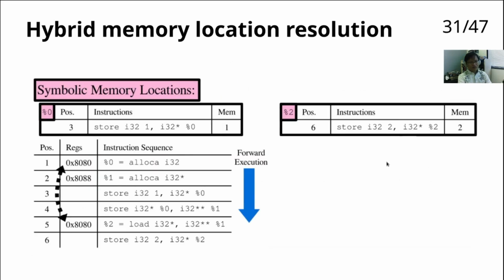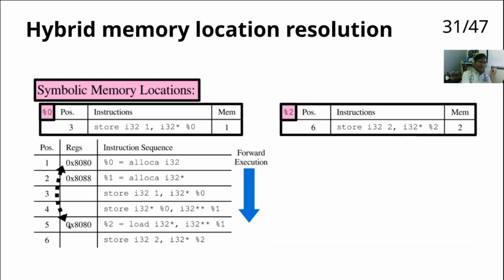Now we look at another problem. Simply doing that isn't enough. We still need to consider aliases. So for example, in a different execution path, let's say that registers %0 and %2 are aliases.